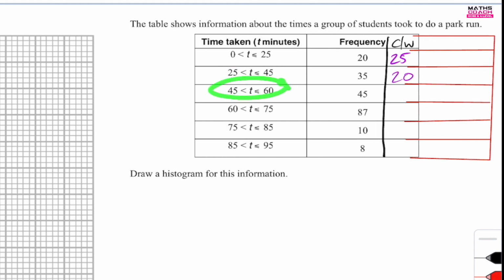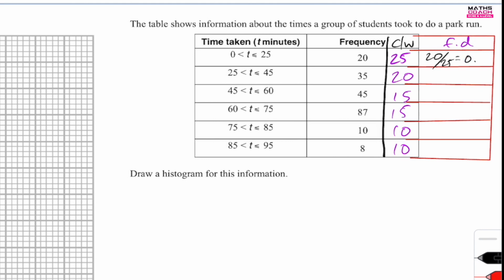The class width here is going to be 15. The next one is also going to be 15. The one after that is 10. 85 to 95 is also 10. So in here, we're going to write down our frequency density. For the first one, it's going to be the frequency, which is 20, divided by the class width, which is 25. So put that into your calculator.